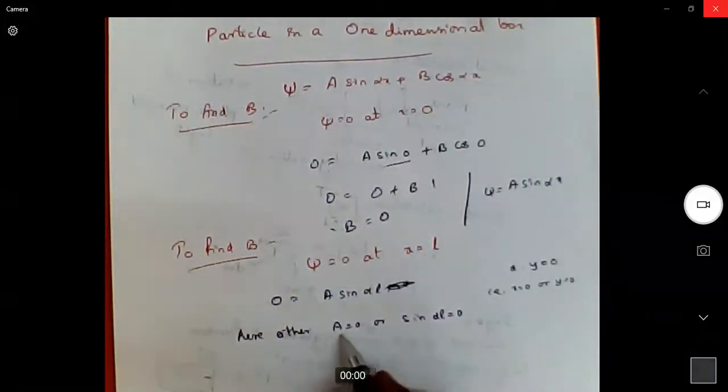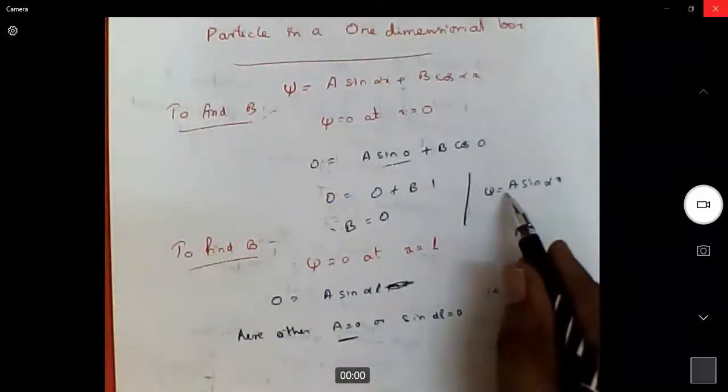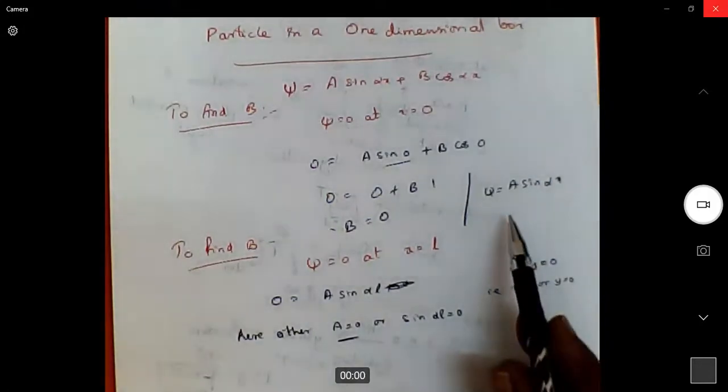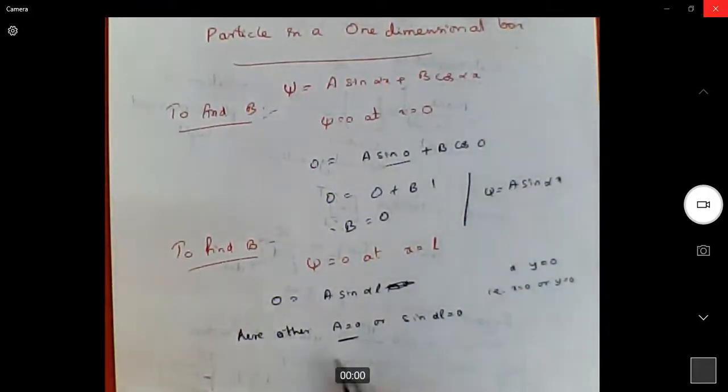We cannot take A is equal to 0. Why? If we substitute 0 for A, then the entire wave function becomes 0. This is not true, right? We have assumed a particle in a box. That means it must have some wave function. If the wave function is becoming 0, it is not a valid answer, right? So we don't consider A is equal to 0. We consider sin αL is equal to 0.